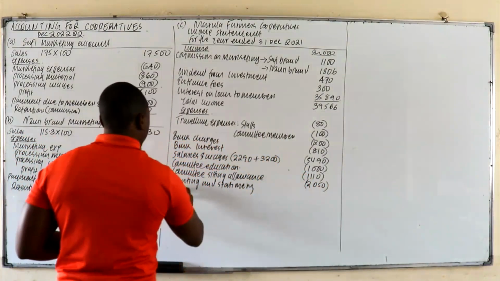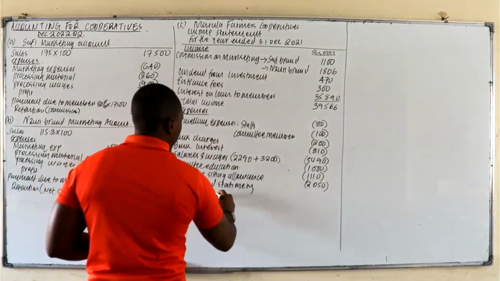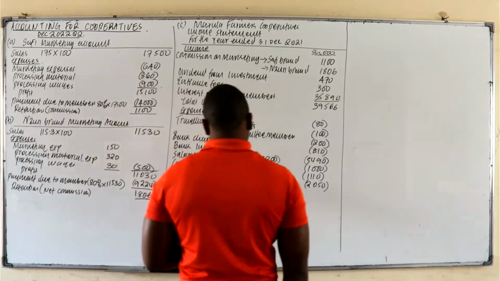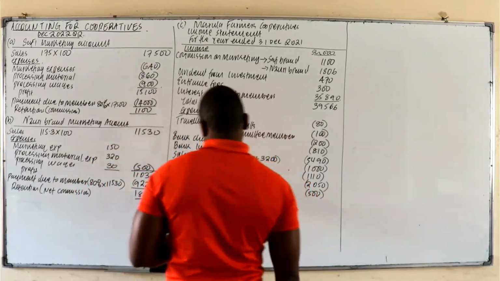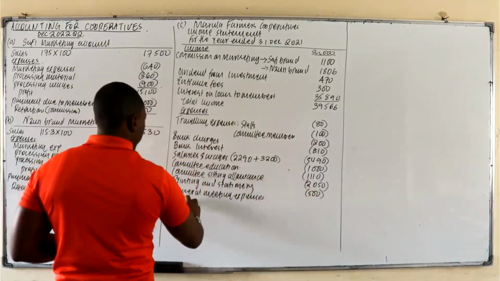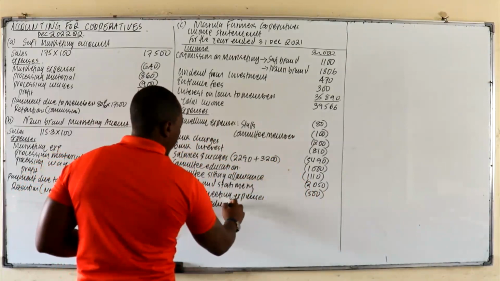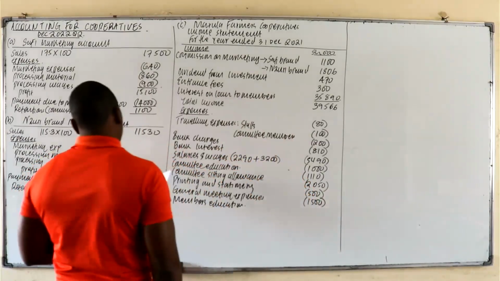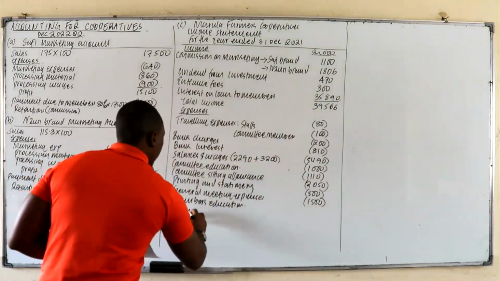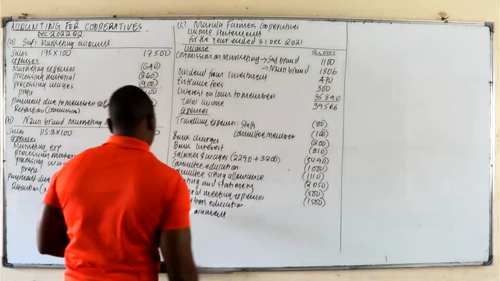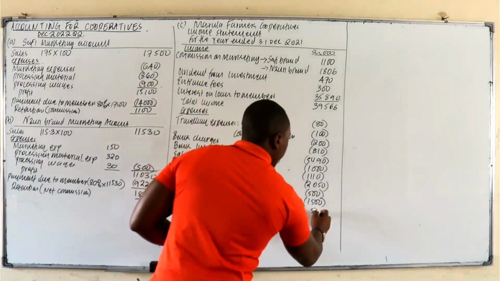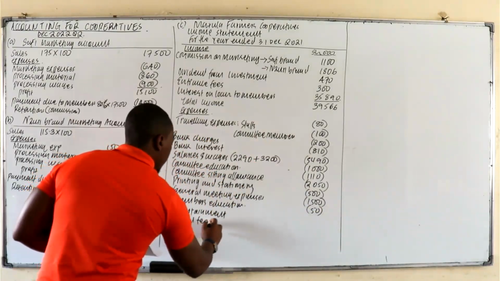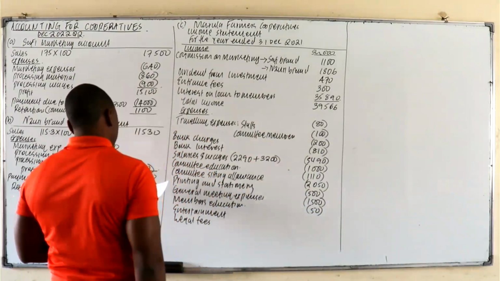Then we have general meeting expenses. Now for the general meeting expenses was an amount of 500. We have members education. For the members education, it's 1500. Entertainment, an amount of 50. Also, there was legal fees, an amount of 400.